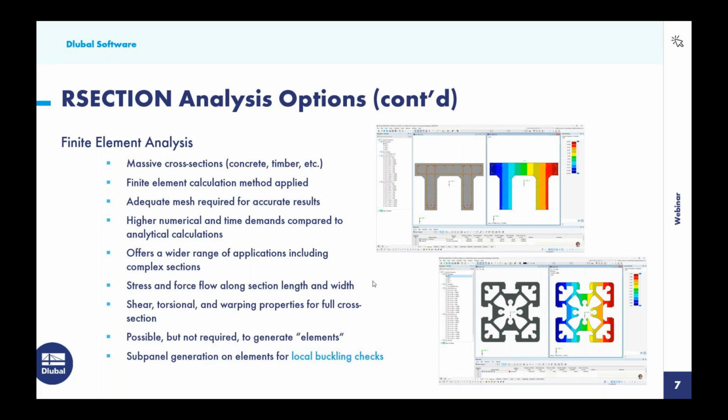The stress and force flow is considered along the entire cross-section length and width. Also, those shear, torsional, and warping properties, we're going to reference the part rather than those elements from the full cross-section. But it is possible to still generate these elements with a finite element analysis method. It's just not required. So if we are wanting to carry out local buckling checks, but we're carrying out a finite element analysis, again, this is possible by generating these elements. We can bring them into RFEM and still get those local buckling checks according to the standards. And again, these examples today will kind of cover all of these different scenarios.